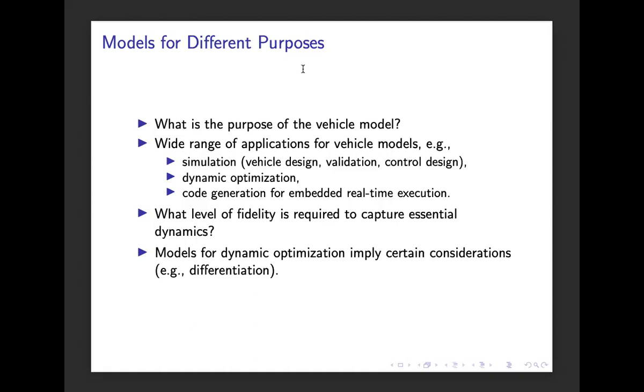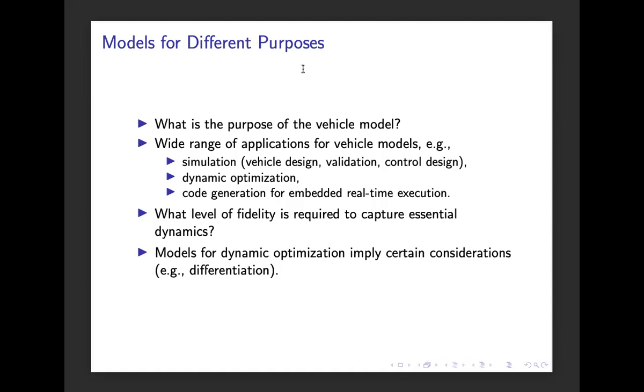One obvious application is simulation. That could be as part of a vehicle design process to determine the specification and the geometry of a specific vehicle. It could also be for validation of certain characteristics, certain features of a vehicle. It could also be in terms of control design. We would like to evaluate or develop some control functionality, and we need a model for that. And depending on the purpose, the model could look very different, especially in terms of the complexity of the different modeling components.